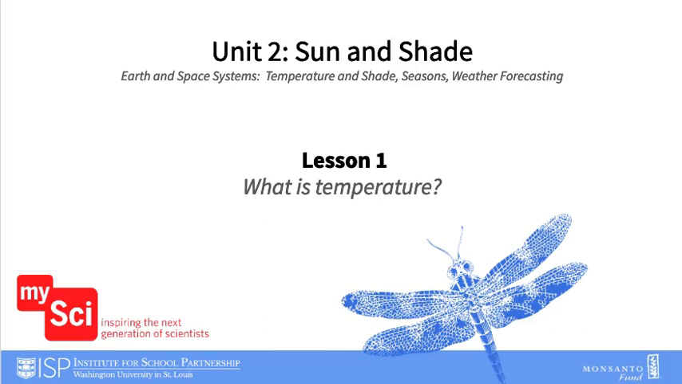Welcome to mySci Lesson 1 in Unit 2, Sun and Shade. In Lesson 1, students will answer the question, what is temperature? They figure out that temperatures in the shade are cooler than temperatures in the sun, and these temperature differences are measured using a tool called a thermometer.